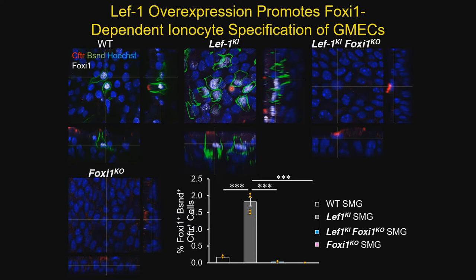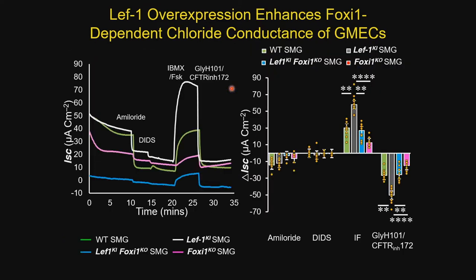All right, now to the big question. Now we knocked out or prevented ionocyte differentiation. How will that affect the short circuit current that we saw earlier? We did the short circuit current, and interestingly, yes, LEF1 overexpression augmented the chloride transport, but FOXI1 knockout took all of that augmentation all the way down, even lower than the wild type level. And this was significantly different.